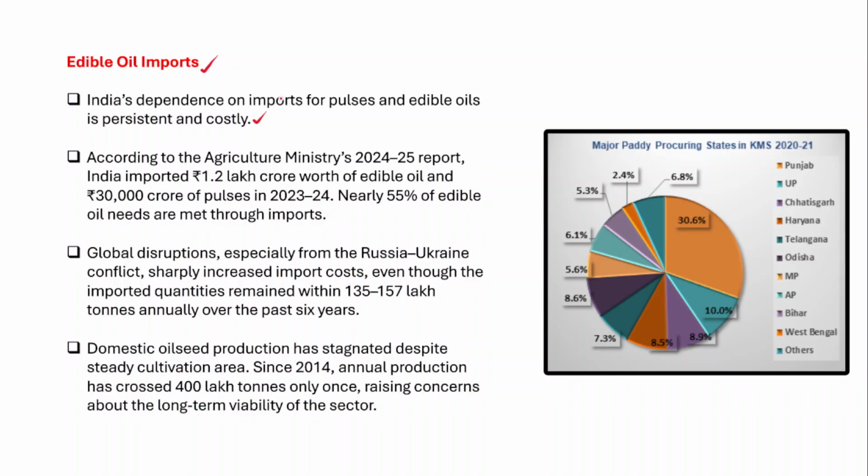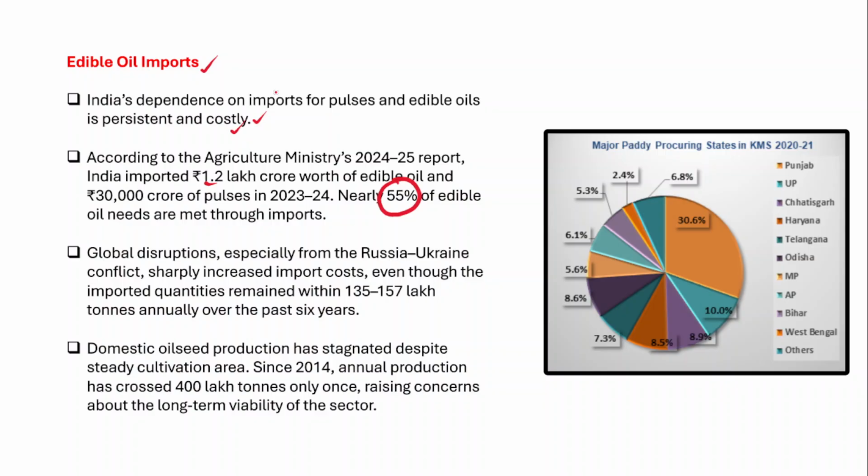Now in 2024-25, the Ministry of Agriculture has provided some data with respect to this. In 24-25, India imported 1.2 lakh crore worth of edible oil and 30,000 crore worth of pulses. Nearly 55% of the edible oil needs are met through imports. In fact, you can understand that our dependence on edible oil imports amounts to around 55% of total requirement. So that indicates that the import of edible oil is permanent, and at the same time it is very expensive as well.